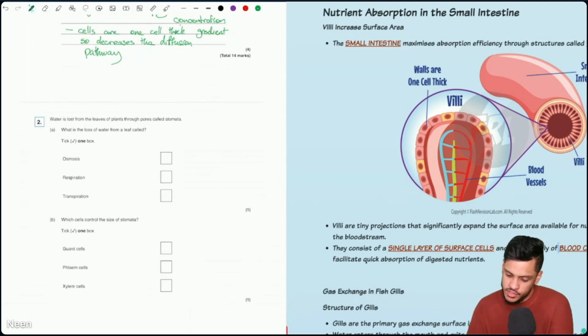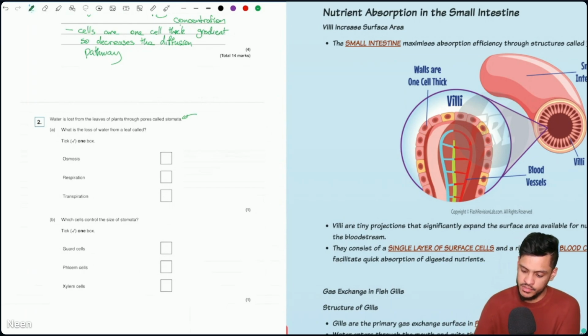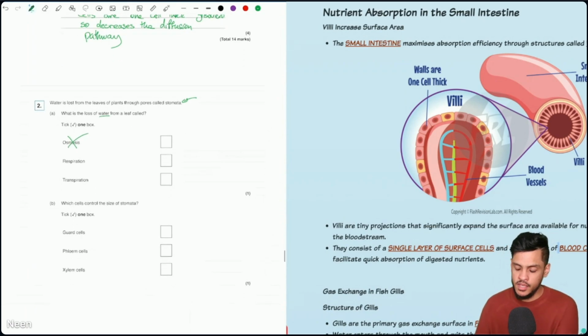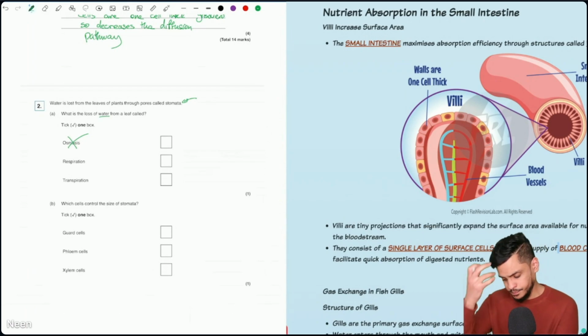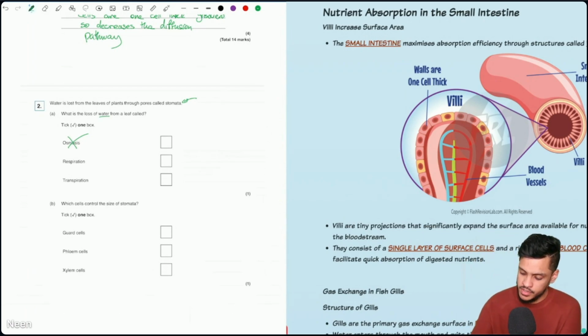Water is lost from the leaves of plants through the pores called stomata. What is the loss of water from a leaf called? Just because it says water here, it doesn't mean the answer is osmosis. It's not osmosis. Osmosis happens through a partially permeable membrane. There is no partially permeable membrane. The stomata are holes that you have on leaves. So yeah, well done, Abby. Answer is going to be transpiration. Well done, Ashni.